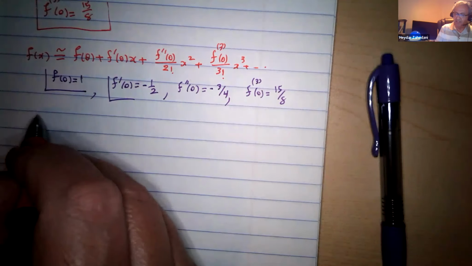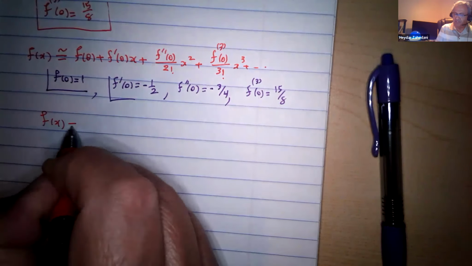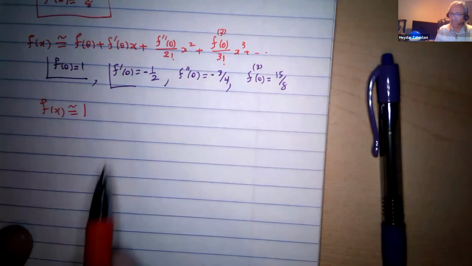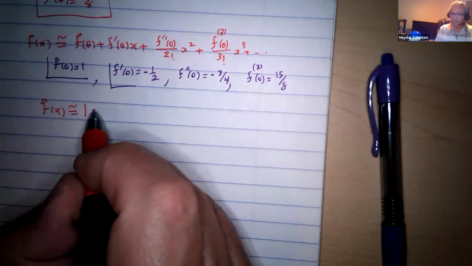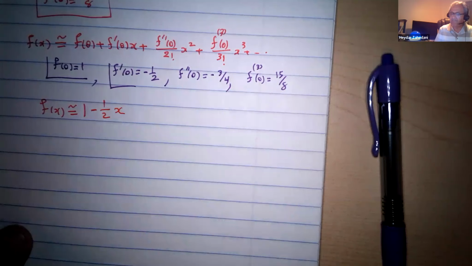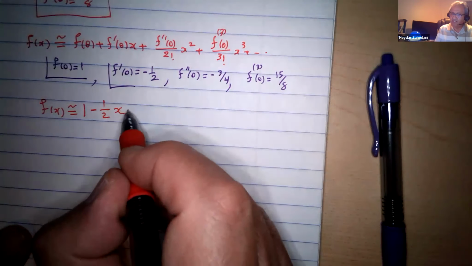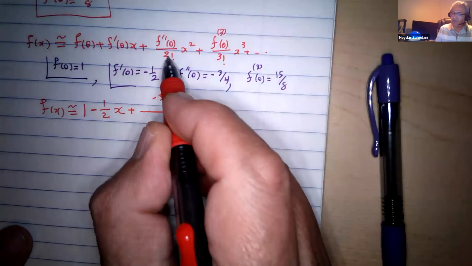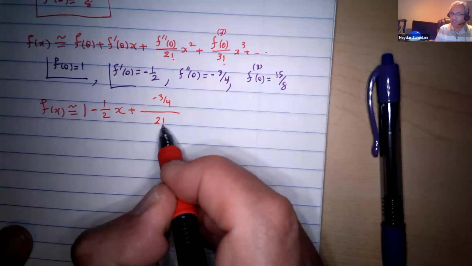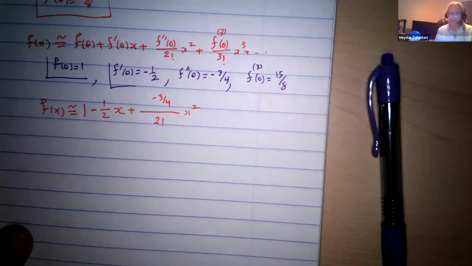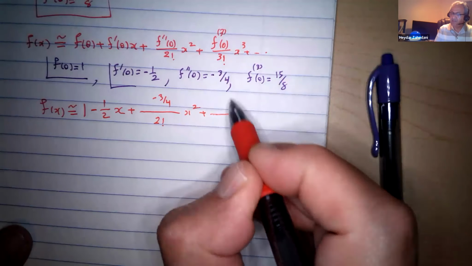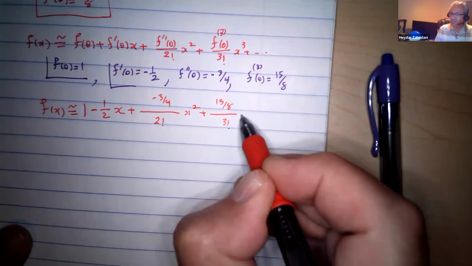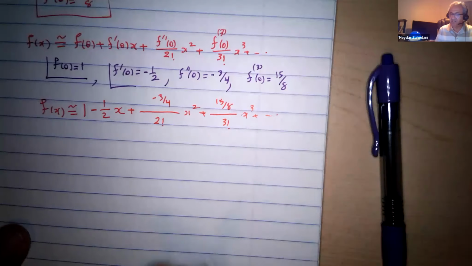So the first 4 terms of the Maclaurin series of the function are going to be the following. f of 0 is 1. f prime of 0 is negative half, so minus half of x. f double prime of 0 is negative 3/4, and you have a 2 factorial over here, x squared. Next one, plus the third derivative, 15/8, over 3 factorial, x to the third, etc.